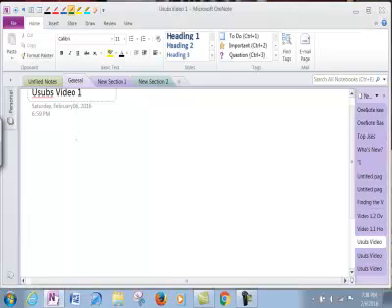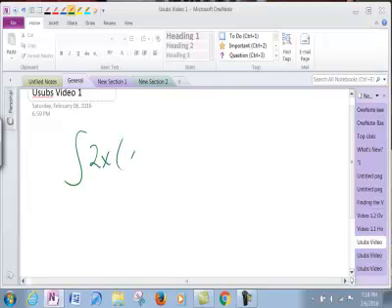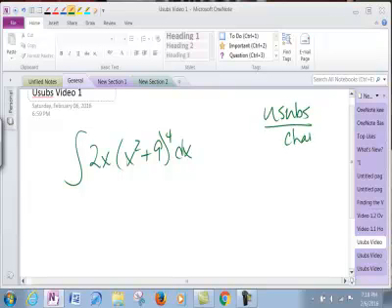When we take the integral of a quantity and it's something complicated such as 2x times the quantity x squared plus 9 to the 4th dx, we remember that in integration we don't have the tricks, the properties that we do with differentiation. There is no product rule. We do have U substitution, and U substitution really is a form of chain rule in reverse. Okay? Here's how it works.